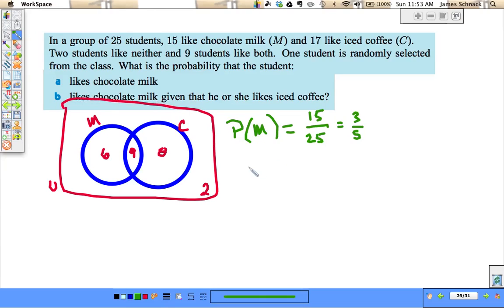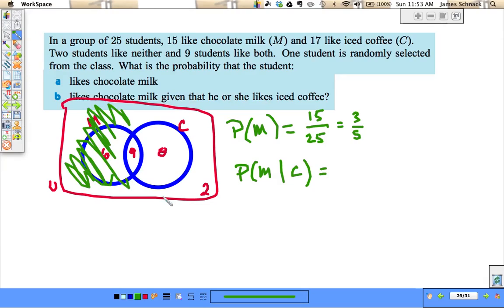What is the probability that they like chocolate milk given that they like coffee? So here, this is one of these where we don't care about the people that are not in the coffee circle. We know that they like coffee. They have to be in this circle. If they're not in that circle, we don't care in this problem. So how many people are in that coffee circle? In that coffee circle, there is a total of 17. And of those 17, how many like chocolate milk? 9. There's our probability. This is a conditional probability. We're putting a condition on the situation saying that they have to like iced coffee.